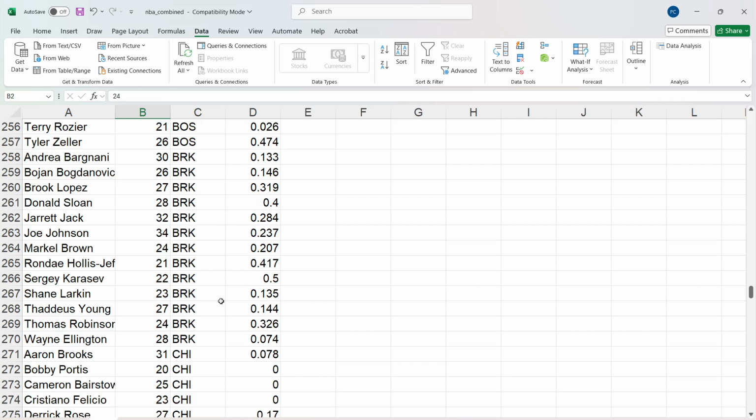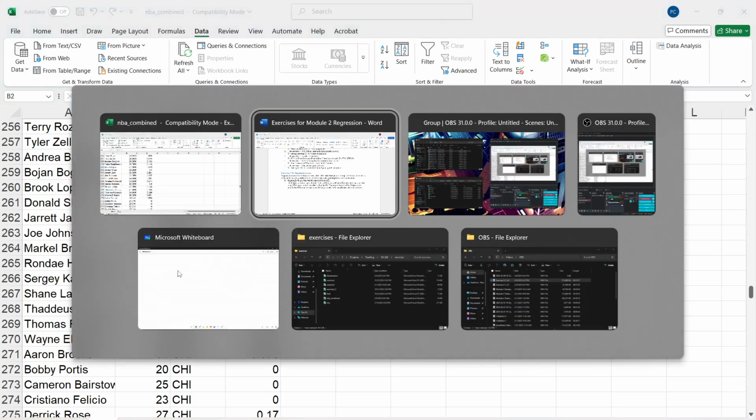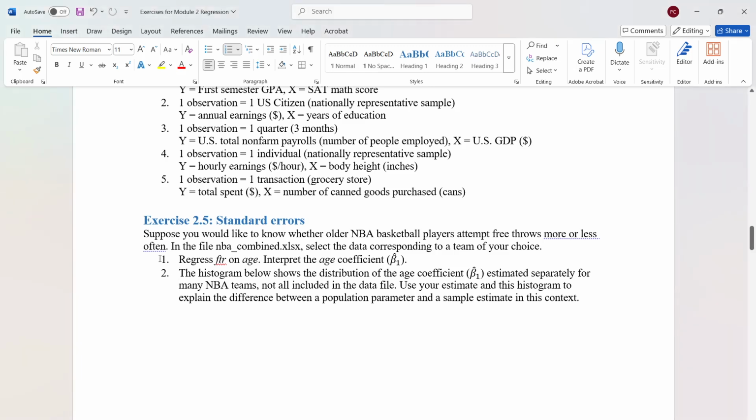It may very well be that there is a true population. Get all of the data from all of the basketball players that ever existed or ever could exist. There might be a true relationship between age and the free throw rate. But each of these teams in isolation is just going to give you one number, and it'll be a different number every time. So, estimated separately for many teams, not all included in the data file. Use your estimate and this histogram to explain the difference between a population parameter and a sample estimate in this context.